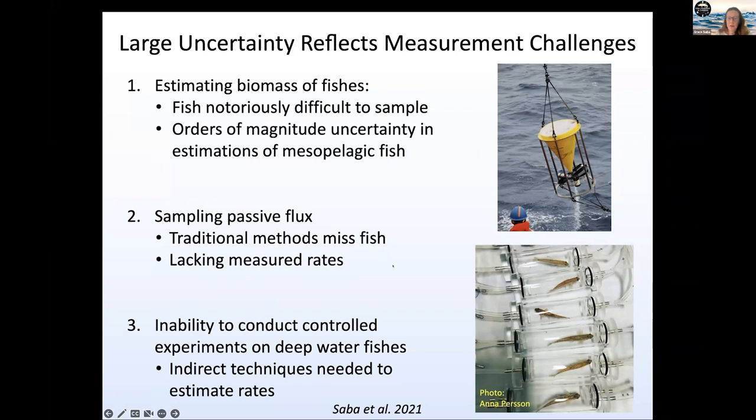Sampling the passive flux using traditional methods is really hard. You have the sediment trap here, but fish are very stochastic in nature and very patchy, so these trap methods are likely missing these fluxes. We're lacking measured rates as well. We don't have rates of fecal pellet production. How many fecal pellets are they producing over time? Things like that. And then we have an inability to conduct controlled experiments on deep water fishes. It's very hard to pull a mesopelagic fish up to the surface and run an experiment on it in a lab. So we've been using indirect techniques to estimate rates, and how do we improve that as well?